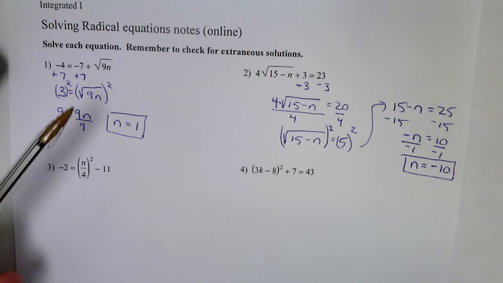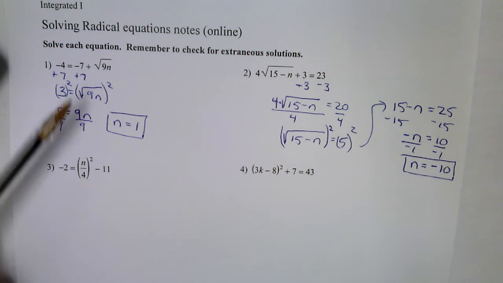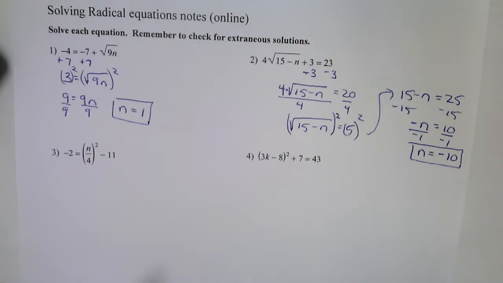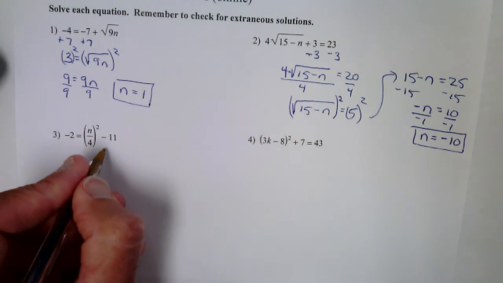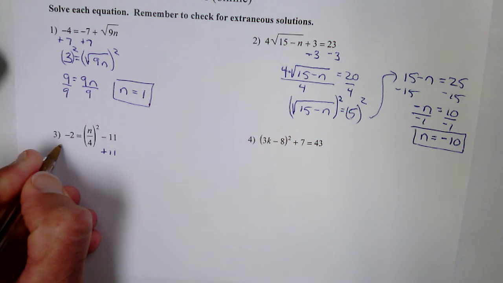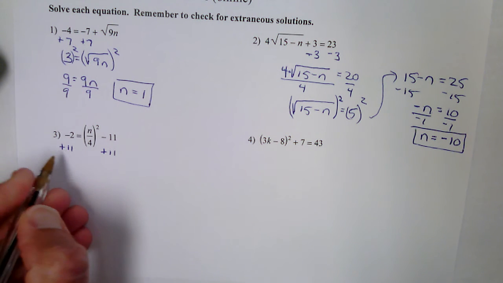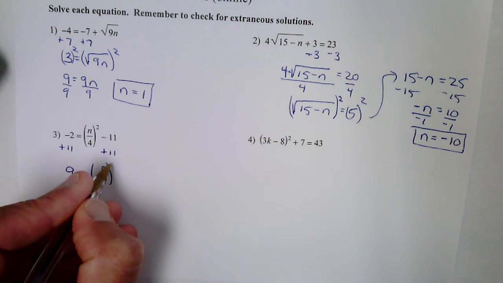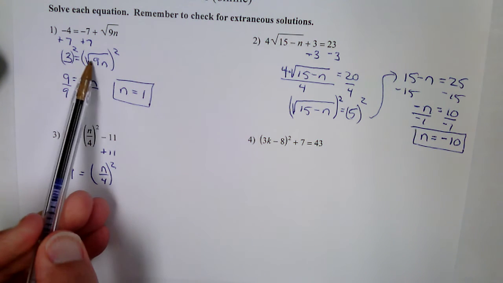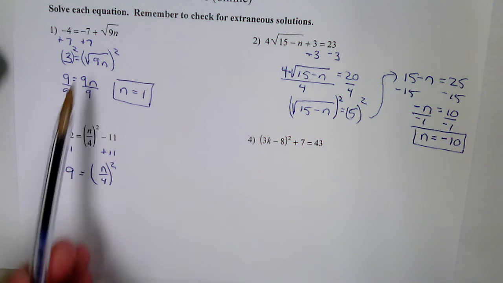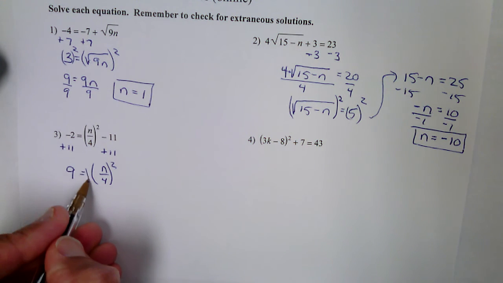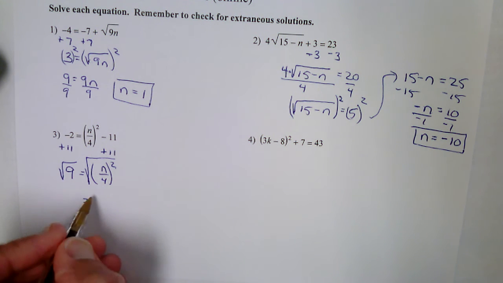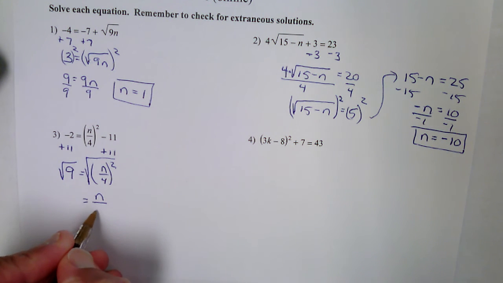Okay? Now, square root and squares are opposites. So if you have a situation like down here where you're squaring a value, you can still solve the equation. We're going to start by adding 11 to both sides here. Okay, so negative 2 plus 11 is 9, and that equals n over 4 squared. And then here, the opposite of square rooting a number is to square it. So the opposite of squaring something is going to be square rooting it. So we end up on the right side here, n over 4.